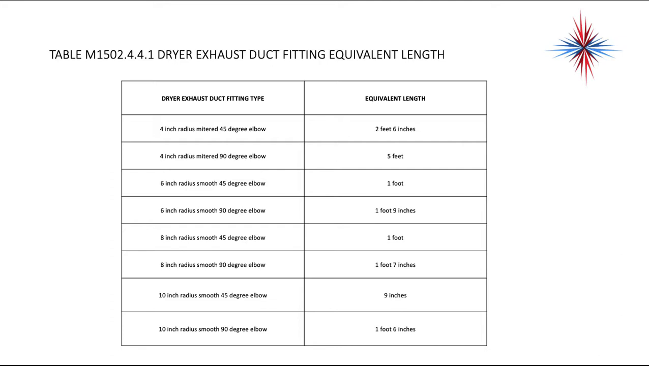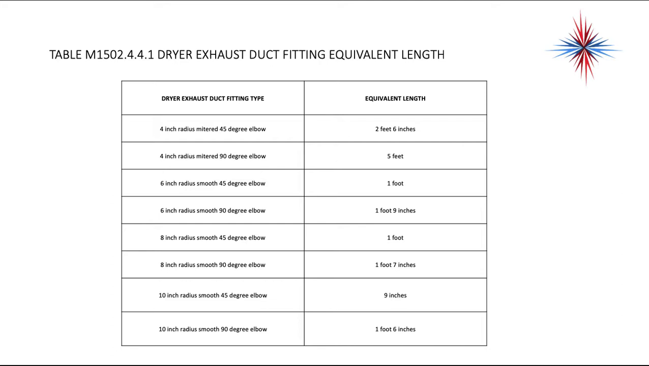If you have a straight line, you're allowed 35 feet. However, every fitting you install, every 45-degree elbow, 90-degree elbow, and so on, reduces that length by the equivalent length. So if I have a dryer that's 35 feet away from the exhaust, and if I have to use a 90-degree elbow, 4-inch, that's going to add 5 feet. So I can't put the dryer there because I have to subtract 5 feet from that 35 feet.